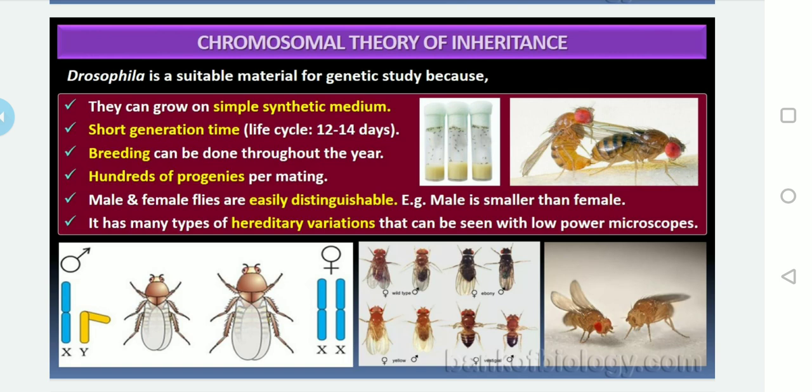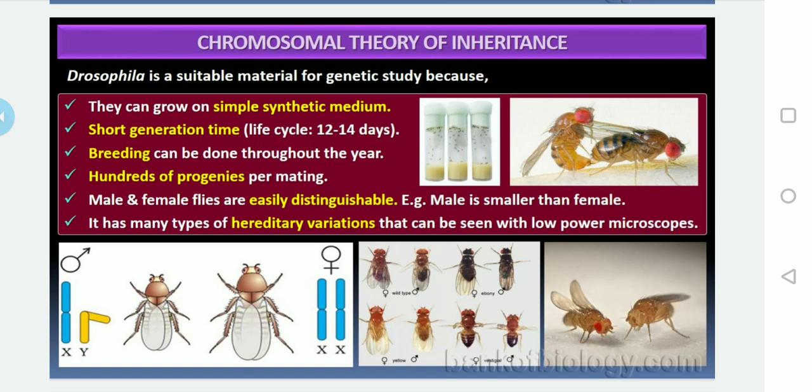They complete their life cycle within 15 days, a short generation time. That means the life cycle is not more than 12 to 14 days. Also, a single mating can produce a large number of progeny, hundreds of progeny per mating. Very important, breeding can be done throughout the year. Also, male and female flies are easily distinguishable. They exhibit sexual dimorphism, a clear differentiation between male and female sexes. The males are smaller than females, and females are larger than males.